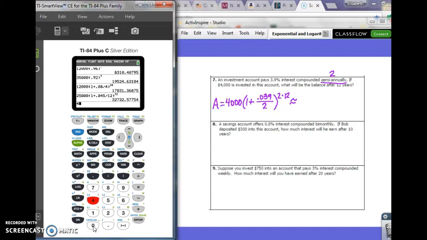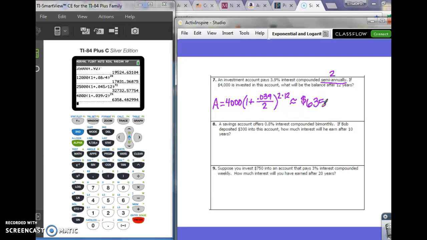So again, 4,000, then in parentheses, 1 plus 0.039 over 2 for semi-annually, or twice a year, raised to the 24th power. So after 12 years, that investment will be worth $6,358.48.